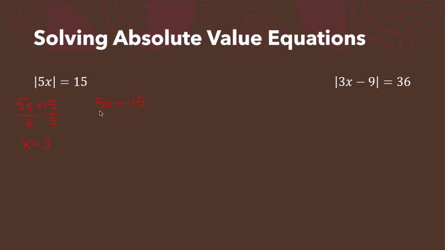Let's do the same here. We divide by 5 on both sides. Cancel the 5's out on this side. And we get x is equal to negative 3. Now let's check both of these solutions.